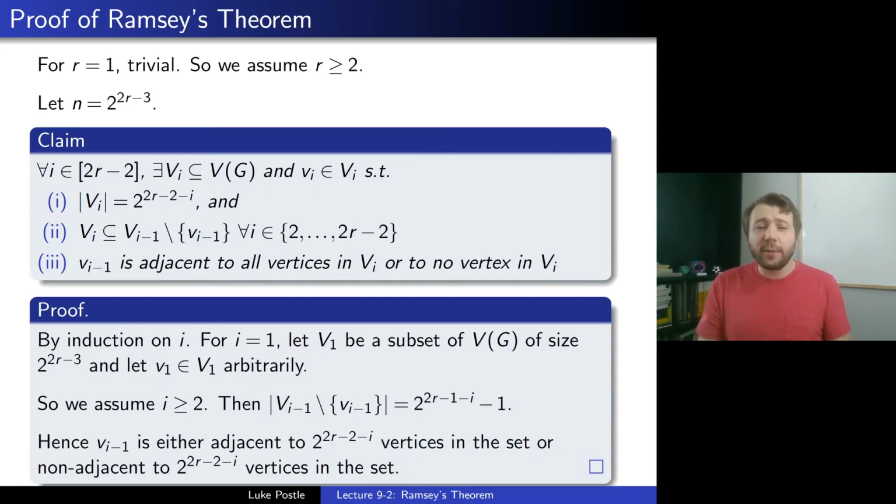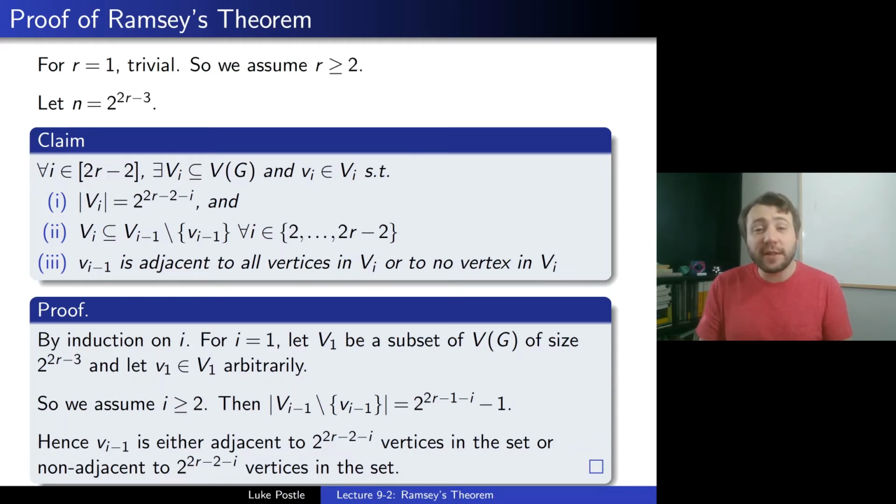Why? Well, either VI is adjacent to at least half of those vertices, or it's non-adjacent to at least half. And so if you think about what that means with the power of 2 and it being odd, either you're adjacent to 2 to the 2r minus 2 minus i vertices in the set, or you're non-adjacent to that number, which is the half rounded up. And so then we can just let that set, either the neighbors or the non-neighbors, be the new set VI. So I didn't write that there, but that's what you would do, and then you're done.